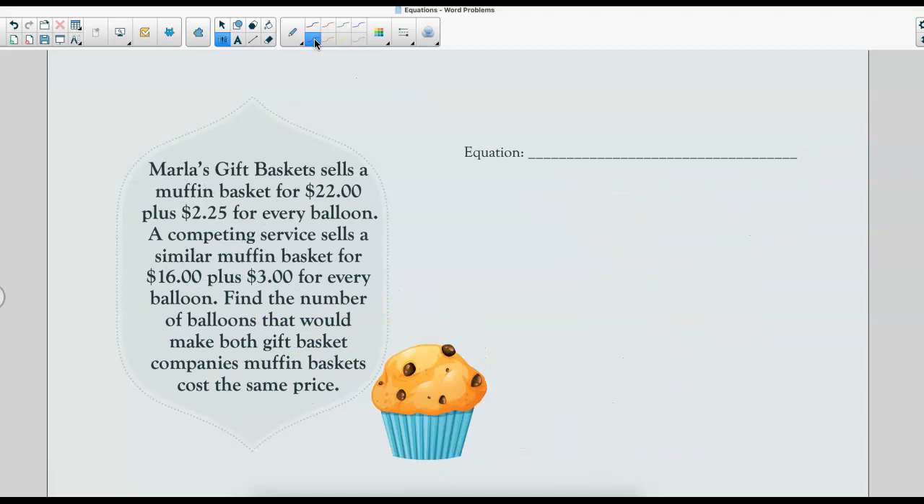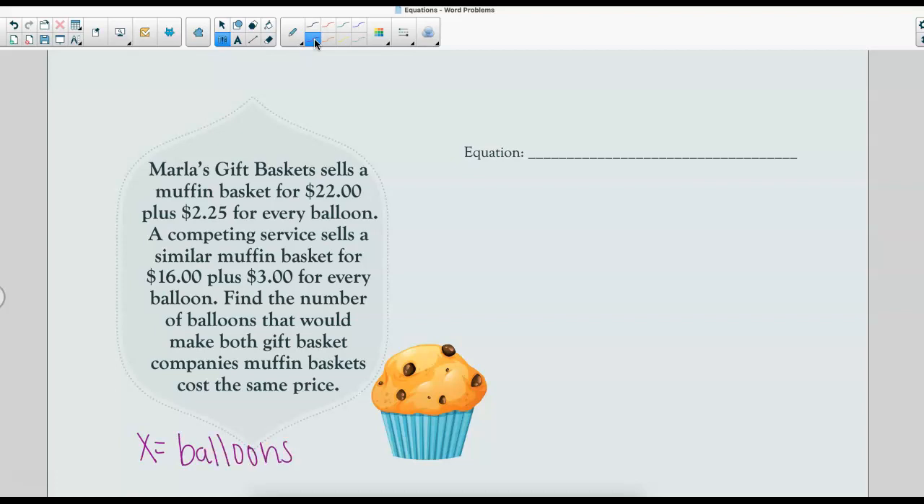Okay, Marla's gift basket. Sell a muffin basket for $22 plus $2.25 for every balloon. A competing service sells a similar muffin basket for $16 plus $3 for every balloon. Find the number of balloons that would make both gift basket companies cost the same price. It's essentially the same thing, right? This is essentially the same problem as the last one, except the last one dealt with roses and a bouquet. This deals with muffins and balloons. What's our variable going to be? X. What does X represent? Number of... Okay. X equals balloons.